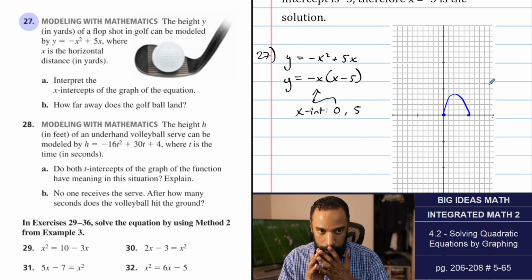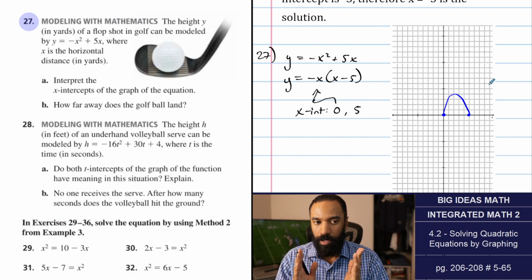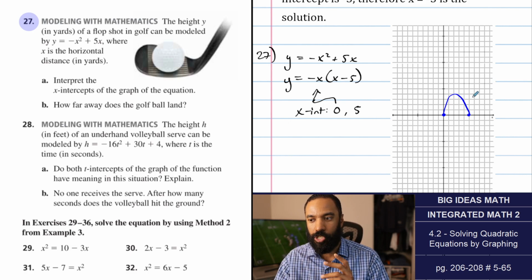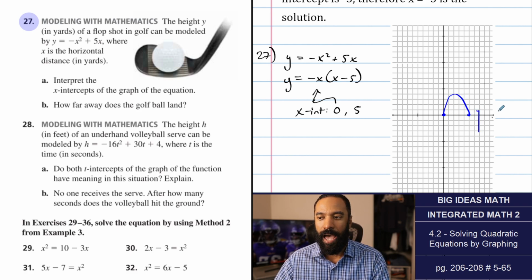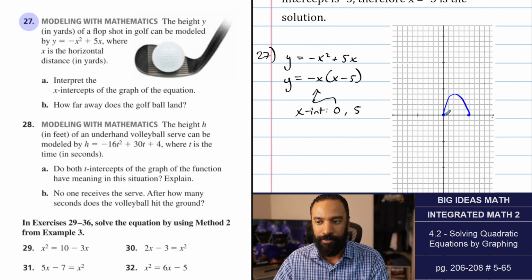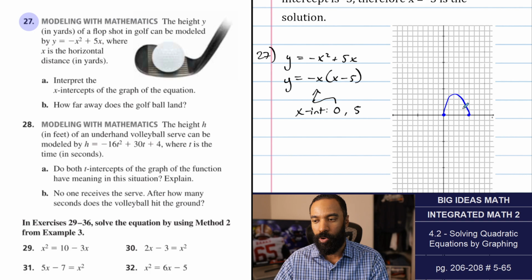They said interpret the x-intercepts of the graph of the equation. I don't know if they mean in the context of the situation, but take a look at what I'm also showing, guys. I'm not showing this graph go downward with arrows. This is a golf shot that's shot right here, and it lands right there. I don't know about the graph part exactly in between, but I know that this is where it hits. It's a negative graph, goes upside down. It goes from the origin to there.